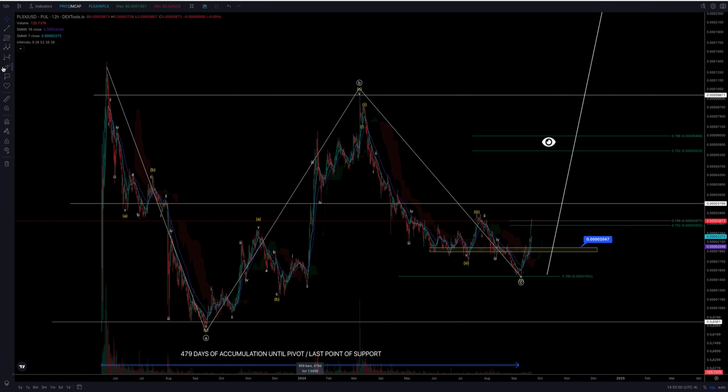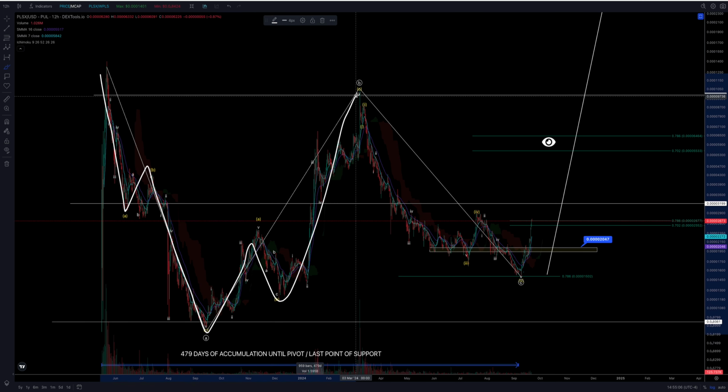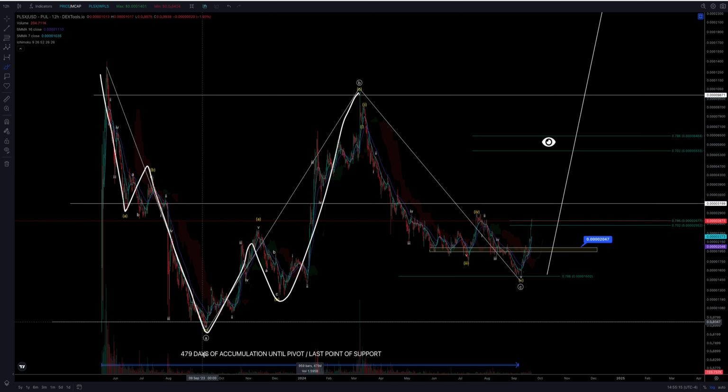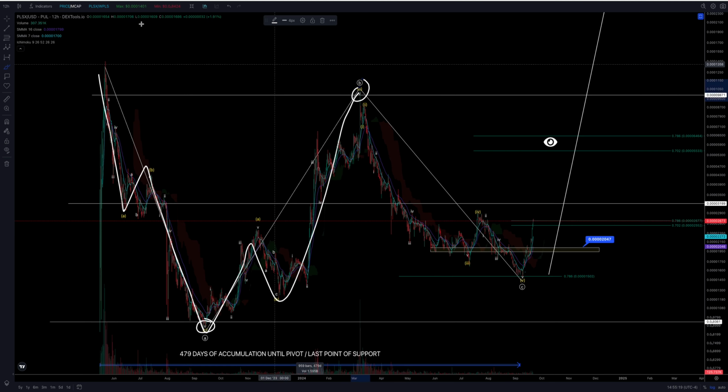Going to PulseX over here, like I say in my previous videos, we have a 3 down in your A, 3 up in your B, and then a 5-wave move to the downside within your C wave. And this C wave actually came down towards the 78.6% fib when we take a fib from this low over here in September up to this high in March.